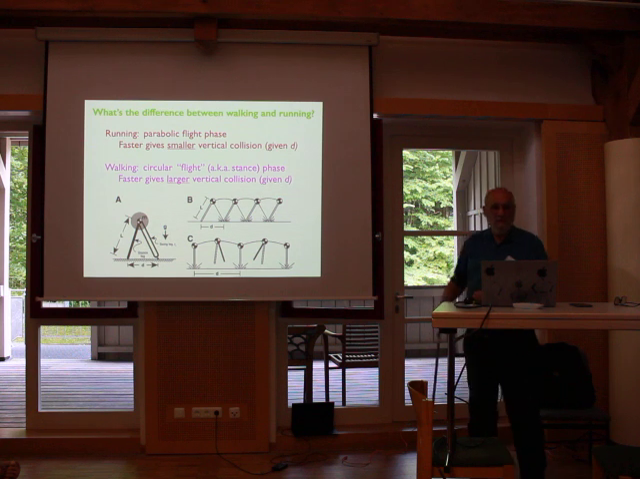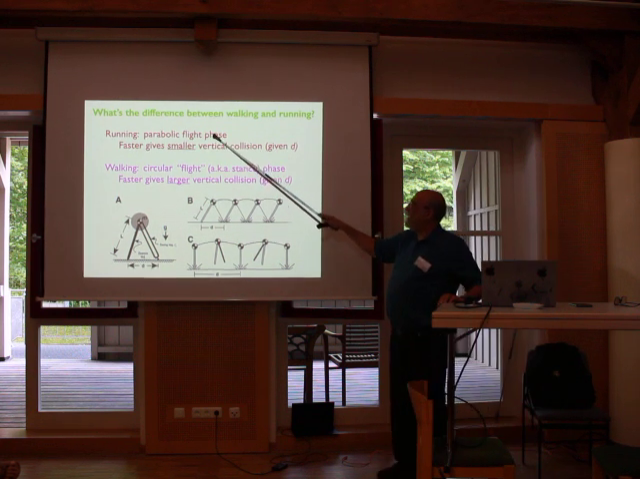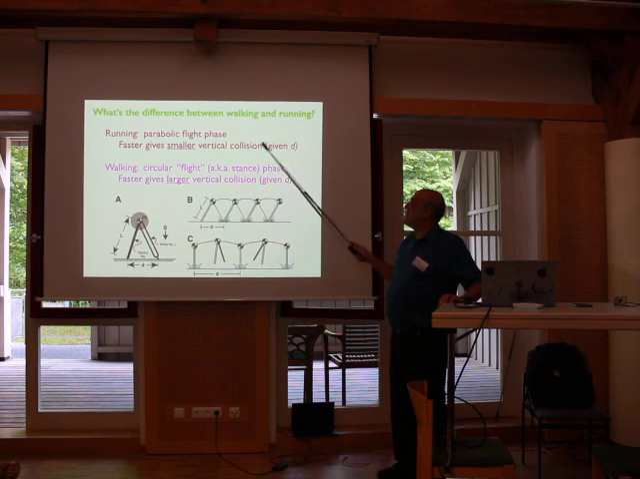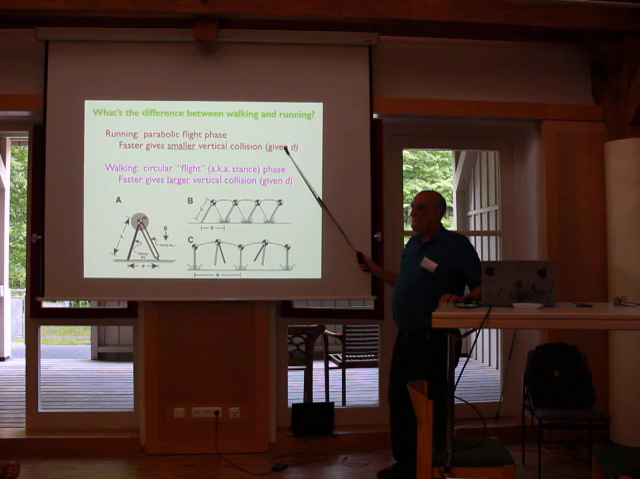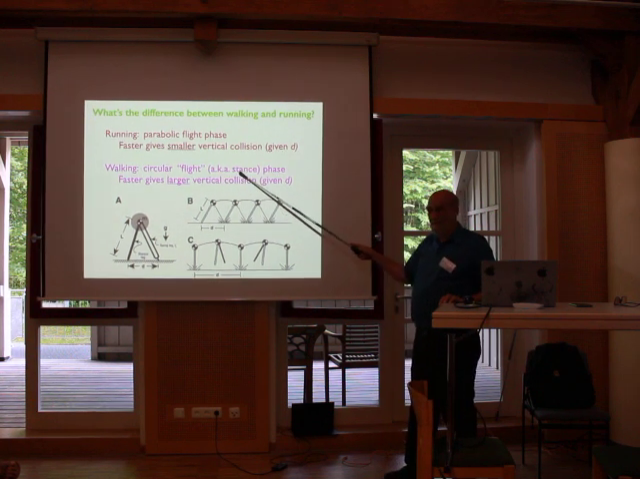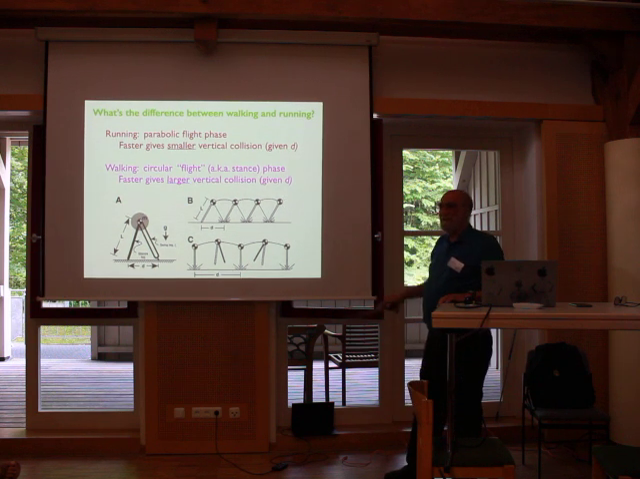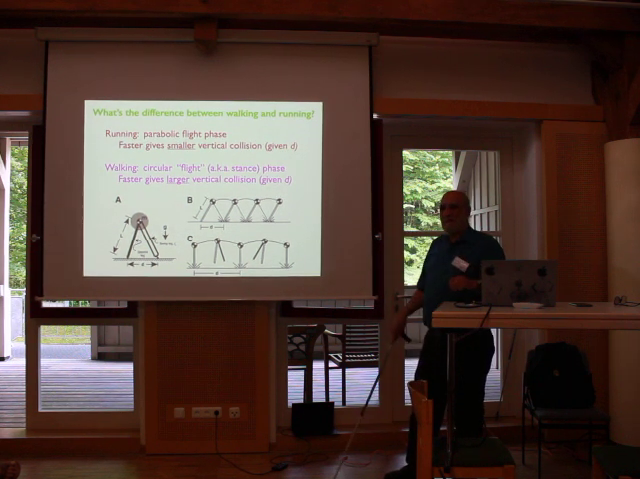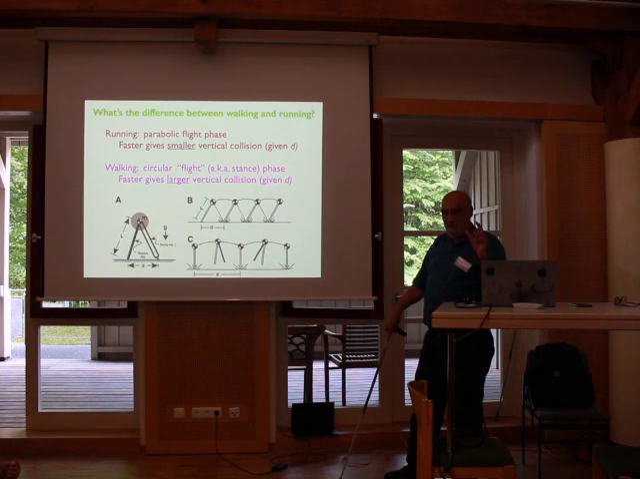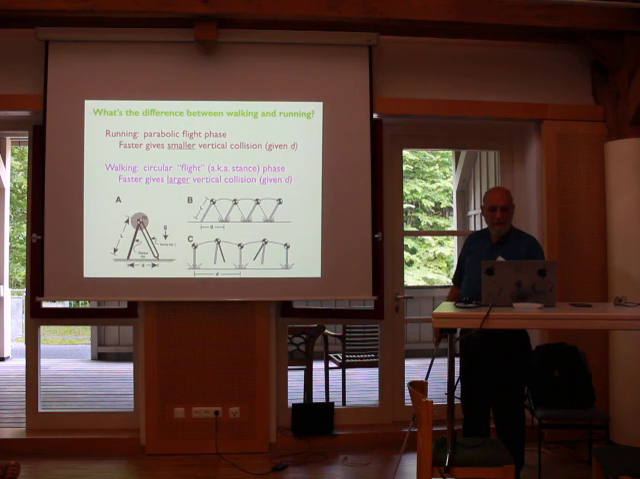So what's the difference between walking and running? In running you have a parabolic flight phase, which gives a smaller vertical collision for a given step length. And for walking, with this stance, you get a bigger collision if you go faster. Therefore, when you optimize the step length, you get a different step length, and then when you put that back into the cost of transport, you get different dependence for walking and running. And that's the whole story.